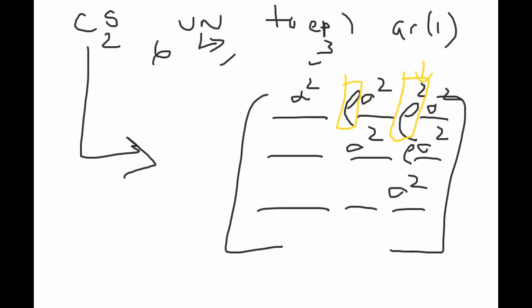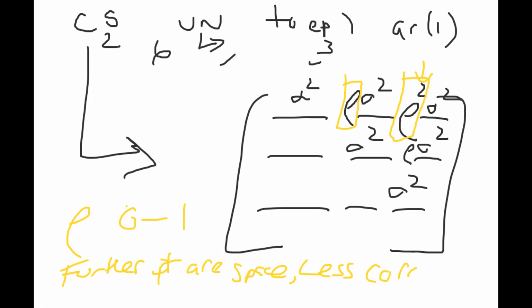Now, rho is a correlation, right? So if you think about this, rho is a correlation that lives theoretically between -1 and 1, but we're assuming the repeated measures are positively correlated. So it lives between 0 and 1. But now, the further points are spaced from each other, the less correlated we're assuming.